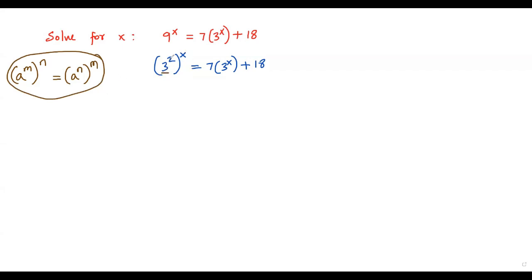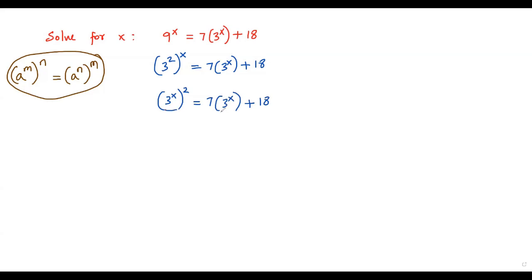We have base 3 and exponent 2, and for this complete stuff we have exponent x. So now we can multiply these two exponents, or we can switch the two exponents. So I'm going to switch the two exponents over here. When I do so, I'll get 3 to the x power whole squared equals 7 times 3 to the x power plus 18.